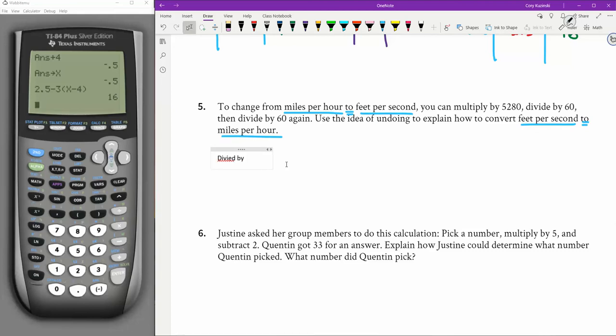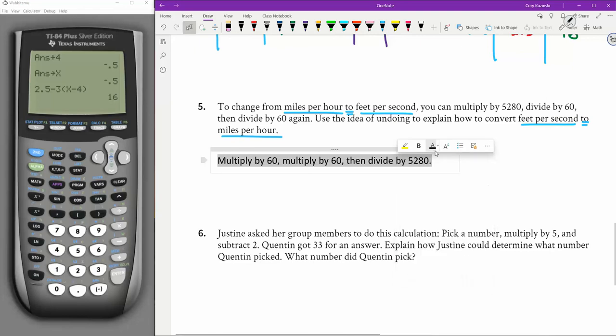Divide by 60. That was the last thing. Nope, I want to do the opposite of that though. Multiply by 60. Multiply by 60. Then divide by 5,280. It's very small. I wish it was bigger. Better color that stands out like that.